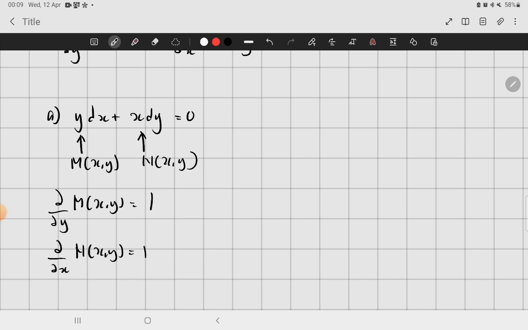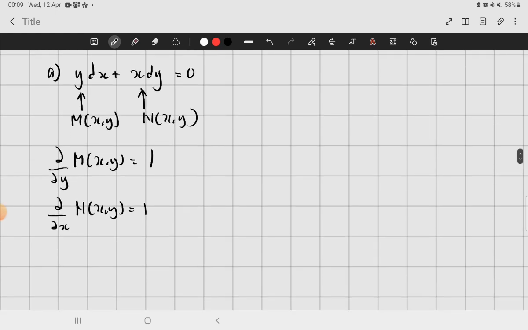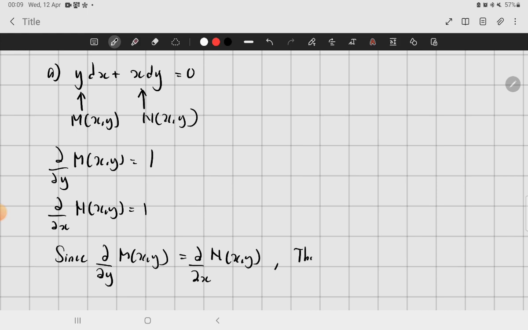So what does this mean? This means that since both of them are equal, and by the theorem itself, the differential equation given is exact. So since this is similar to this, then the differential equation, DE stands for differential equation, is exact.